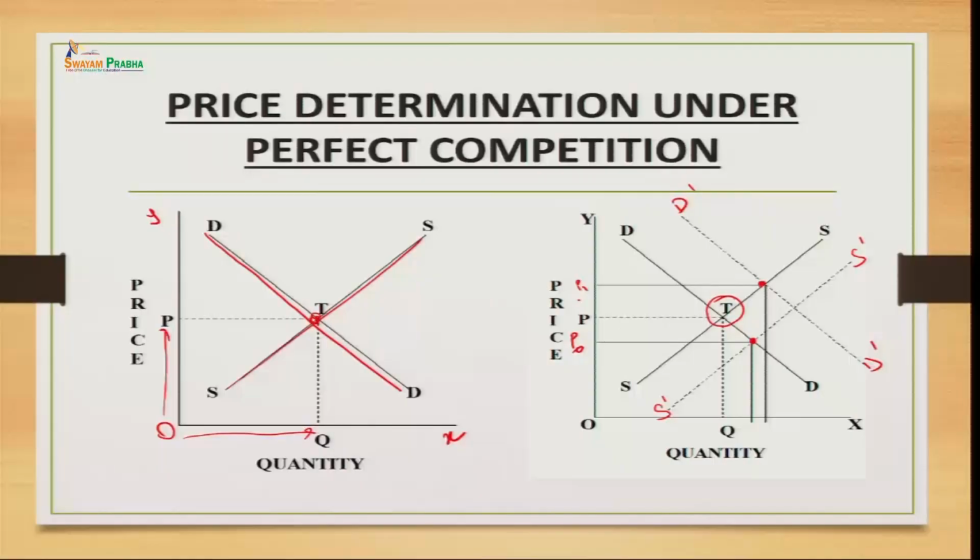Whenever there is a change, if supply increases keeping the demand same, or if supply decreases keeping the demand same, or if both are increasing or both are decreasing, whatever change takes place in these forces, that will change the price in the market. So, this is how we determine the price under perfect competition.